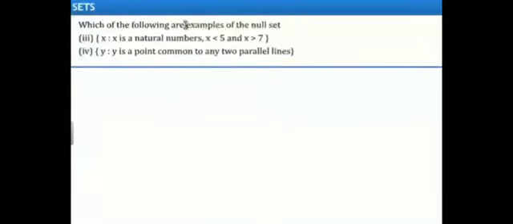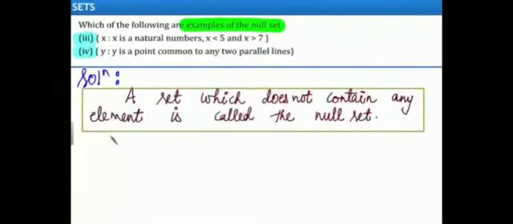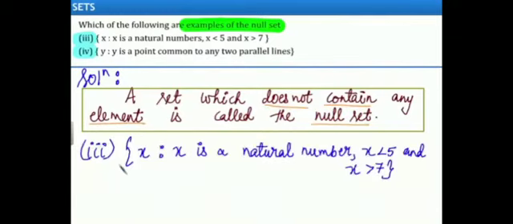Same question, which of the following are the example of the null set? I already discussed what is null set, right? I recall the definition of the null set. A set which does not contain any element is called the null set. A set which does not contain any single element is called the null set or empty set. Now move on to third question.